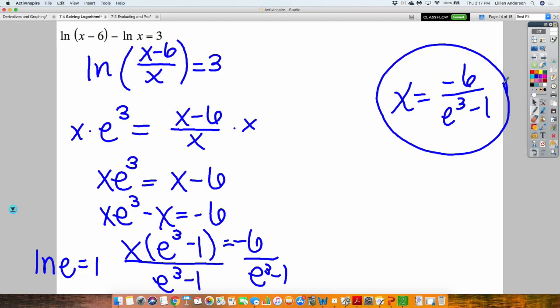No. I don't expect you to plug that back in. Yes? ln will never have a base. It will always be e. So whenever you see ln in the exponential or in a logarithmic problem, and it's not one where it's like ln equals ln, where you can just cancel them out, then you need to use e. Okay?